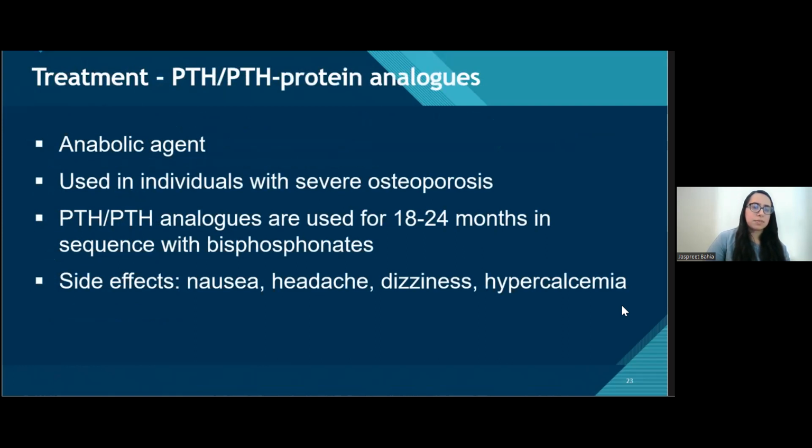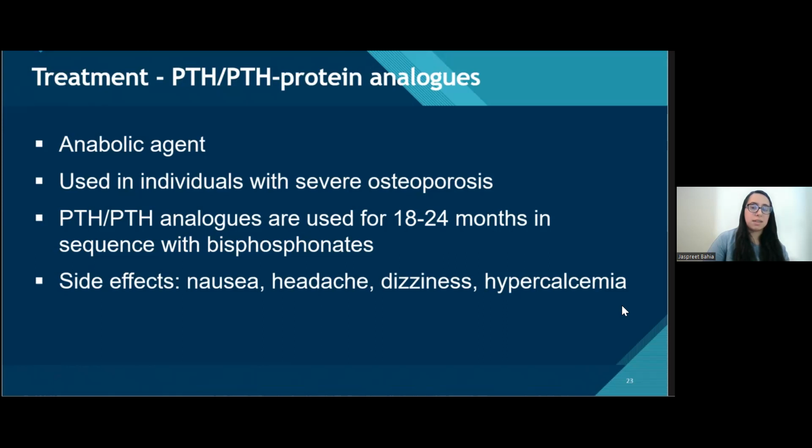Okay, so moving on into some more pharmacological treatments, there's PTH and PTH-protein analogues. These agents are anabolic, so they help stimulate the activity of osteoblasts, and they're used in individuals with severe osteoporosis. So if your patient has a T-score of -3.5 or less, they would qualify for PTH therapy. If they have a T-score of -2.5 to -3.5 and they've sustained multiple fragility fractures, that's when a PTH analog would be indicated to start.